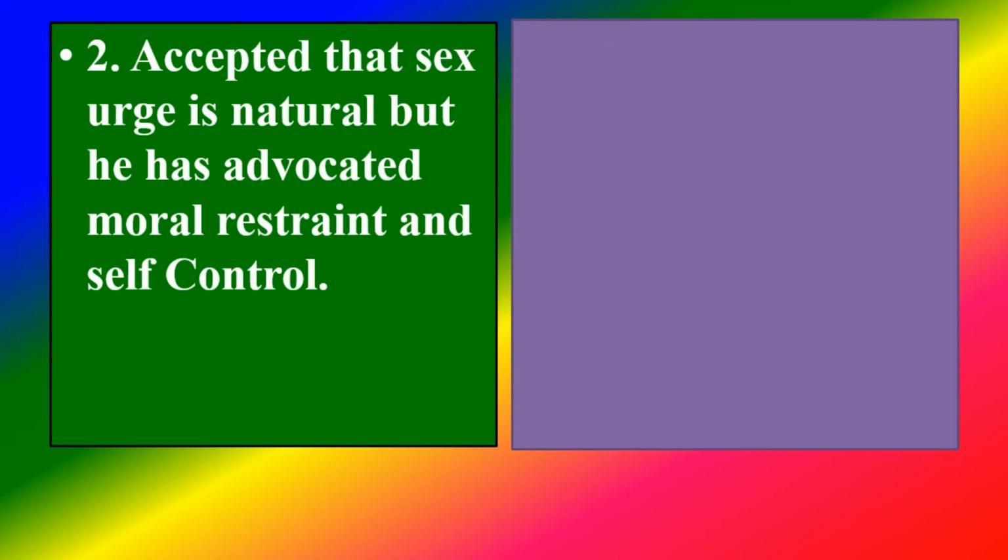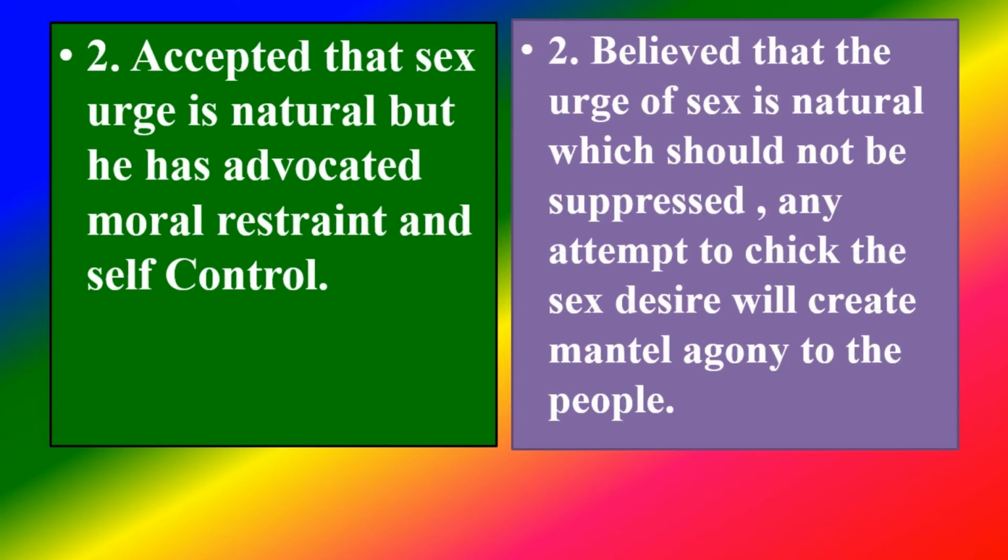Second difference, Malthus accepted that the sex urge is natural, but he advocated moral restraint and self-control. But neo-Malthusians believed that the urge of sex is natural, which should not be suppressed. Any attempt to check the sex desire will create mental agony to the people.